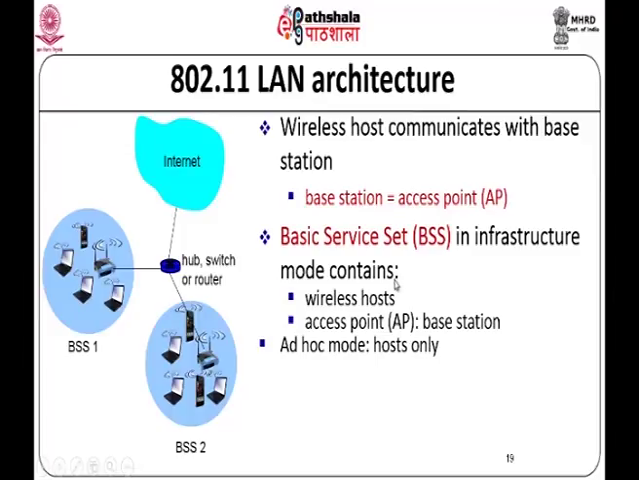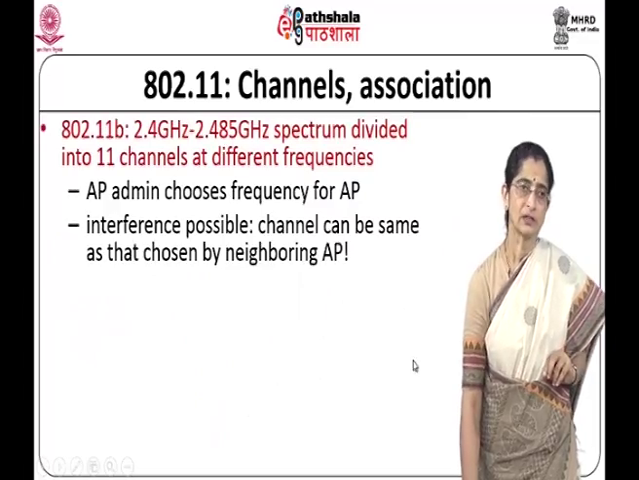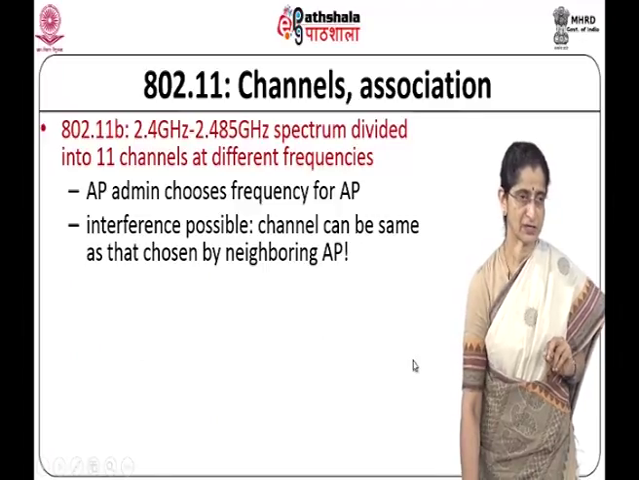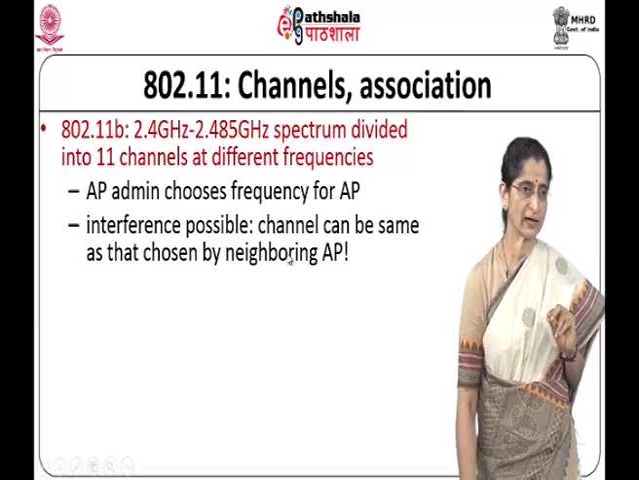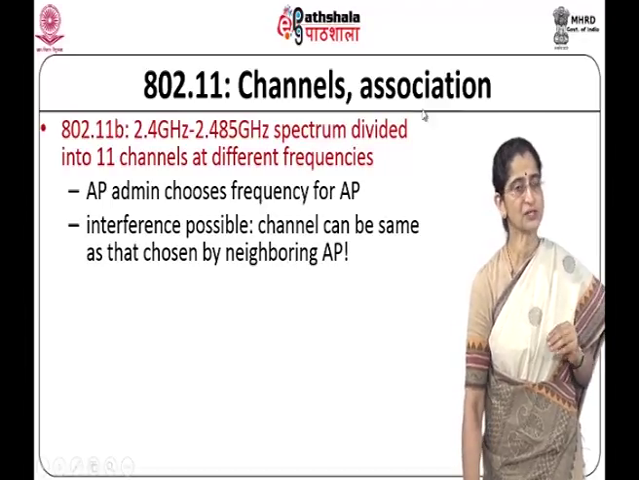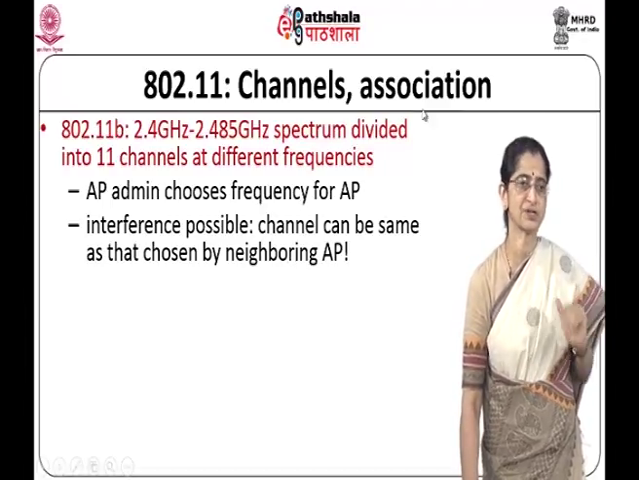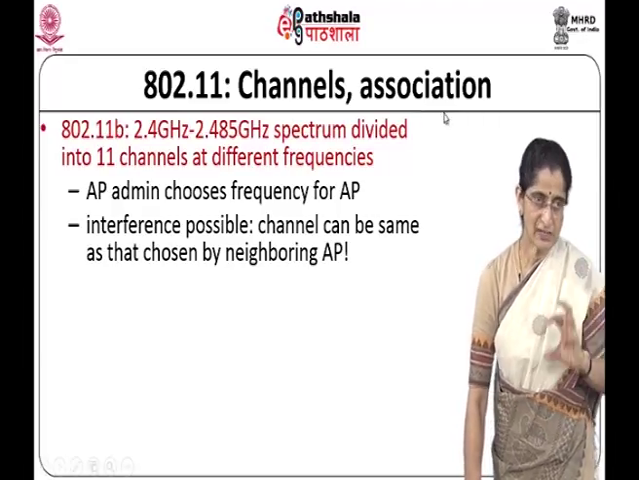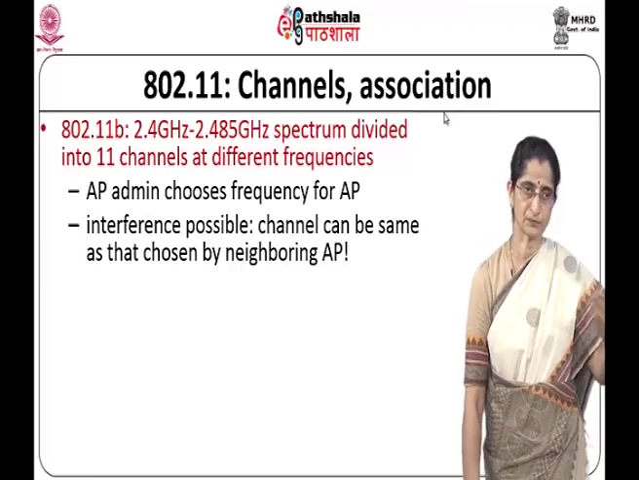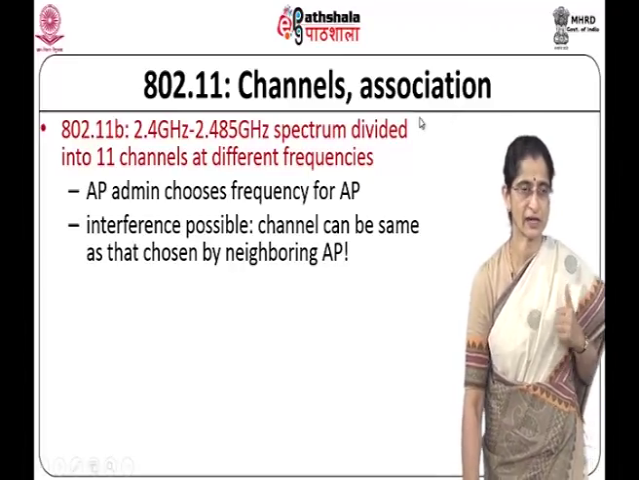In infrastructure mode of operation, as we saw, you would have wireless hosts and an access point. If it is ad hoc mode, it will only have hosts. That is something we already saw. Now, one of the important aspects we need to understand is how the association of the nodes with the access points takes place, and what channels will be available for these nodes to be able to associate with the access points.